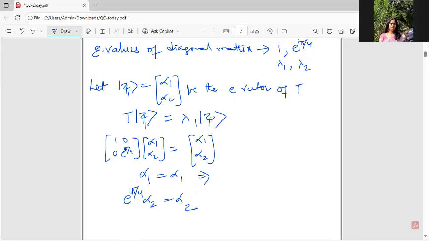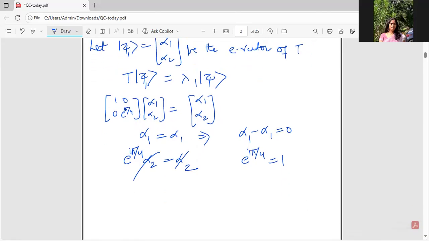What will I get from this is alpha 1 minus alpha 1 is equal to 0. Okay, fine. Now from this you see, I cancel out alpha 2 on both sides. e power I pi by 4 is equal to 1. What is e power I pi by 4? By De Moivre's theorem, or cis, it is cos pi by 4 plus I sin pi by 4 is equal to 1. Can this be equal, guys?